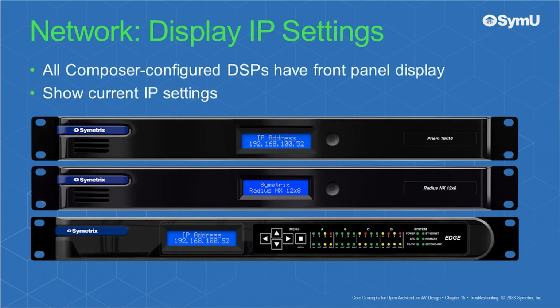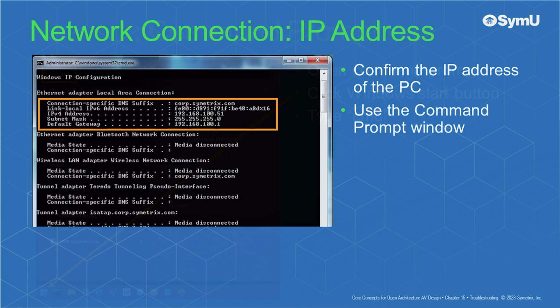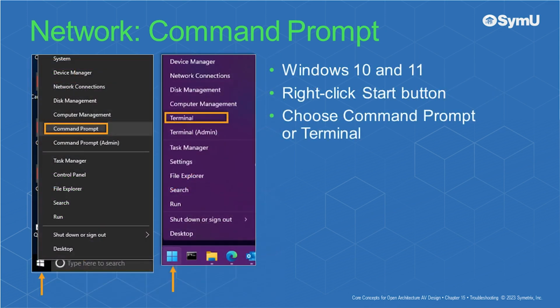All Composer-configured DSPs have a front panel display that will show its current IP settings. Scrolling through the menus will show more information such as subnet, Dante IP, firmware version, and so on. To confirm the IP address of the PC, use the Command Prompt window. To open the command prompt, click on the Windows Start button and type CMD. When running Windows 10 and 11, right-click the Windows Start button and choose Command Prompt or Terminal.